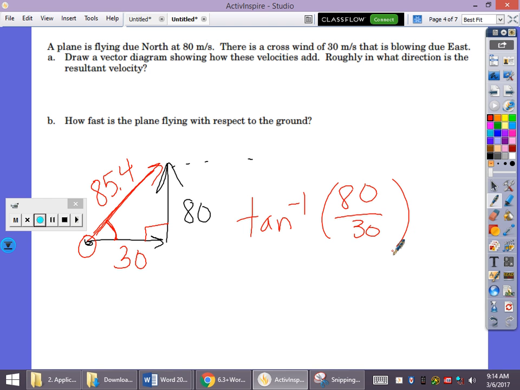Okay, then I'm going to use tan inverse of 80 over 30, which gives me how many degrees for the resultant vector? Sorry, 60 what? 69.4 degrees in which direction? Northeast. Again, please remember that the first two have to be head to tail.